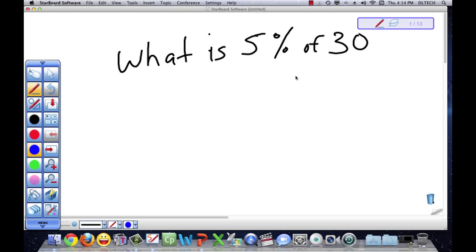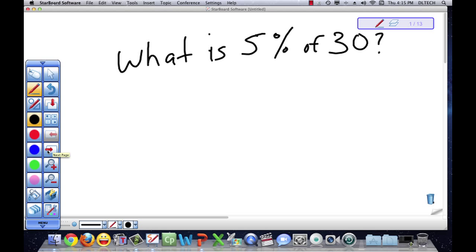Today I'm going to be talking about applications of percentages and problem solving. Here we have a word problem that most people have trouble with. The word problem says, what is 5% of 30?